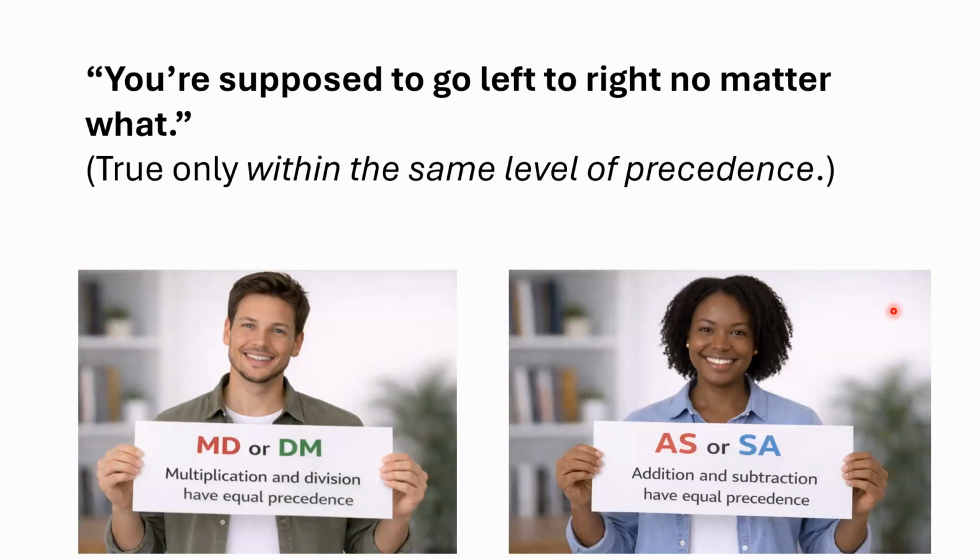And there's a lot of people that will just say, you're supposed to go left to right no matter what. They'll say things like, well, I read a sentence left to right, so I do my math left to right. And that's not true. It's only true within the same level of precedence. That's why you can use an immediate execution mode calculator to add up a whole bunch of numbers or to multiply a whole bunch of numbers together, only if you're just adding or if you're just multiplying, because you can go left to right as long as you're in the same level of precedence.